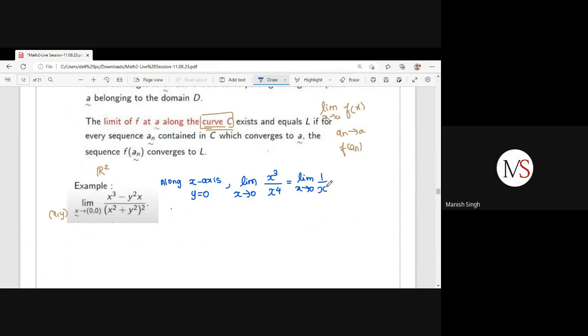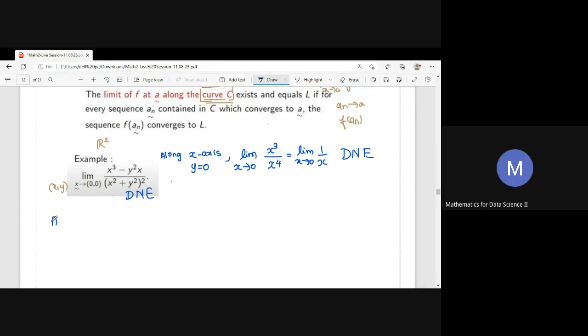And does this limit exist? No. So if you can see that in one direction at least this limit does not exist, then what can you say? This limit does not exist in general.